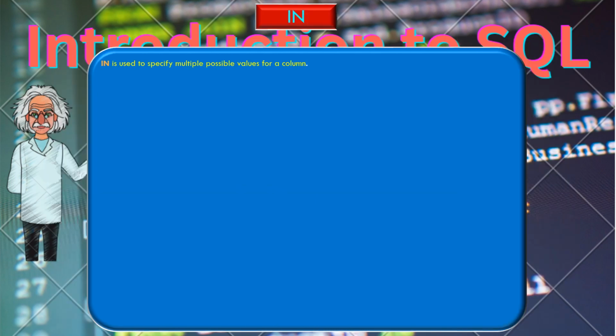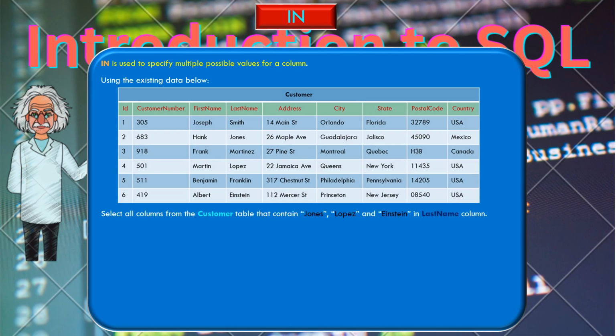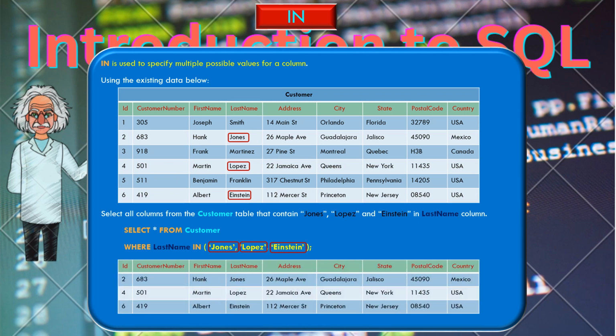Let's take a look at an example using the IN operator. The IN operator is used to specify multiple possible values for a column. In this example, we're going to select all columns from the customer table that contains Jones, Lopez, and Einstein in last name column. To do this, we will use the following SQL statement. As we can see, only 3 records satisfy this condition, and the results are shown below.